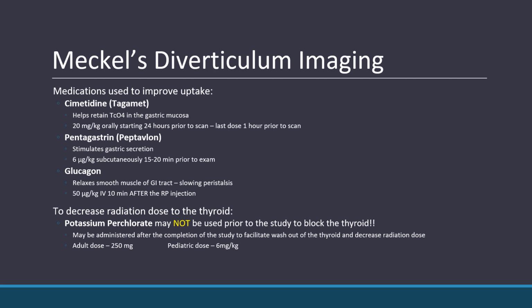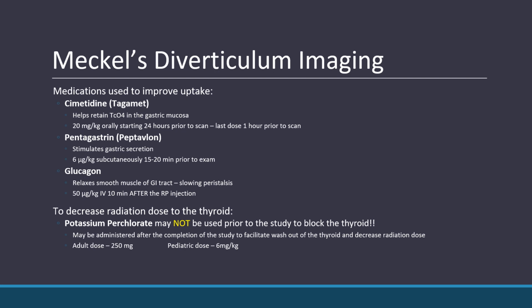The next one is pentagastrin. This will stimulate gastric secretion. And so this will actually increase the amount of straight tech that is taken up in the ectopic or any gastric mucosa. The dose of that is 6 micrograms per kilogram, given subcutaneously about 15 to 20 minutes prior to the scan. And then glucagon is another option.